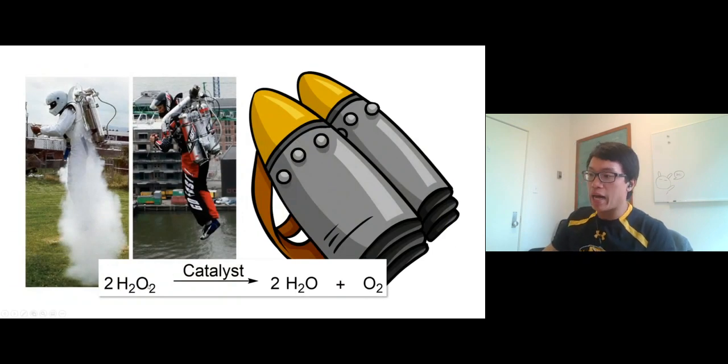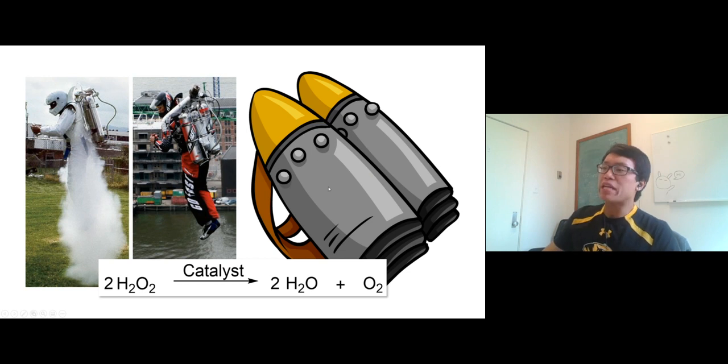Hydrogen peroxide decomposes into water vapor and oxygen gas, and the built-up pressure in the tank propels a person into the air. So we use it in the, what do you call it, like a skyrocket. I don't know what they call it.